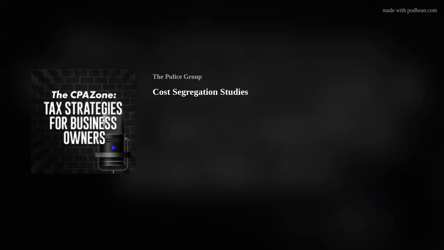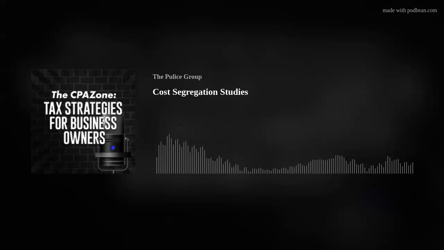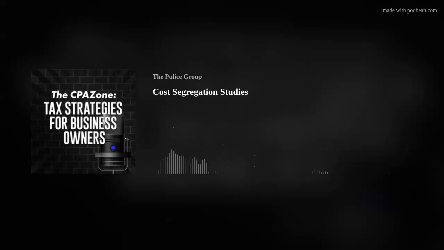So what we're looking at here with the cost seg study is just the value assigned to the building. Because when you buy the building, you're buying all the personal property that comes with it, all the land improvements that come with it.